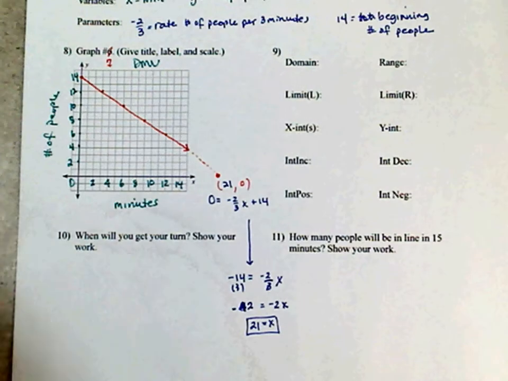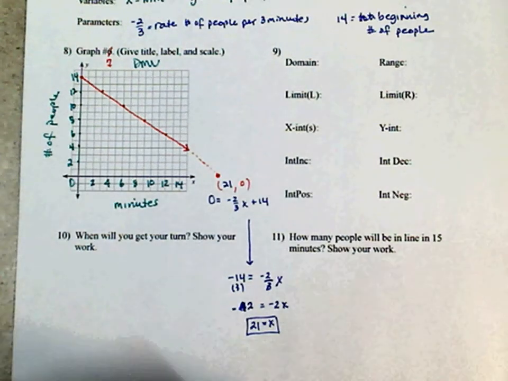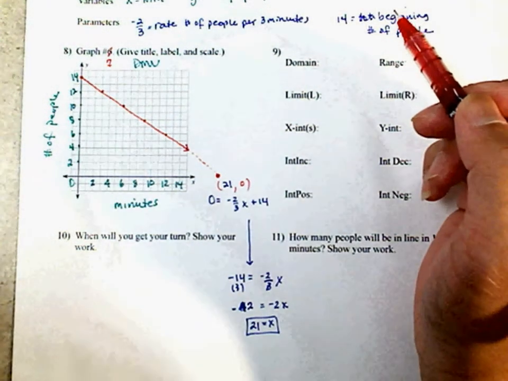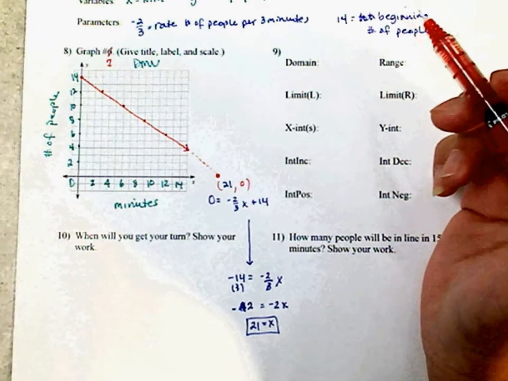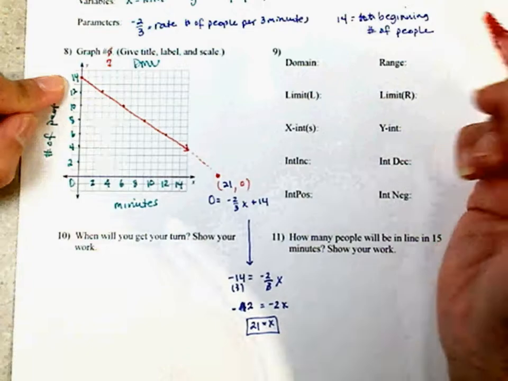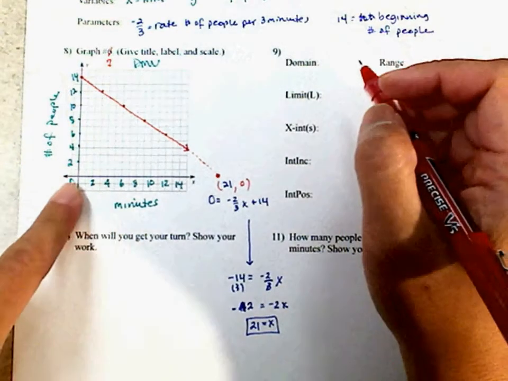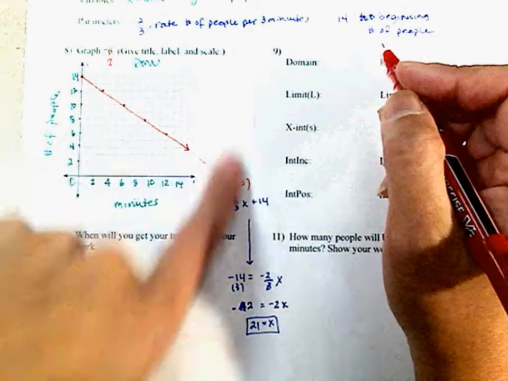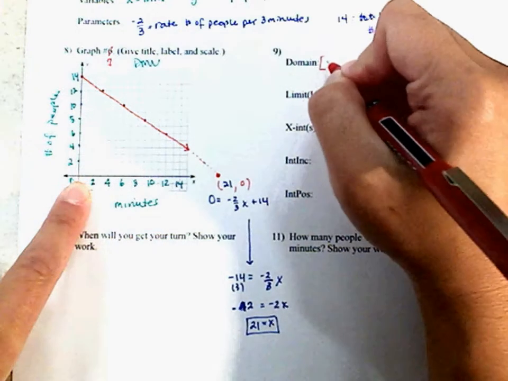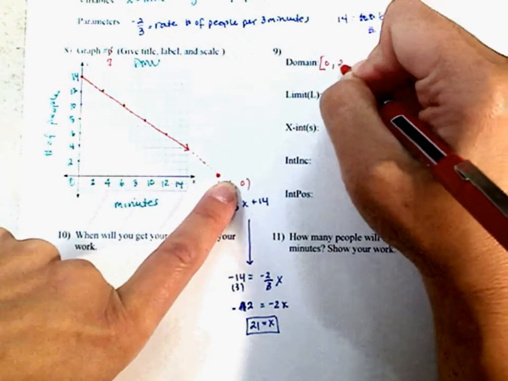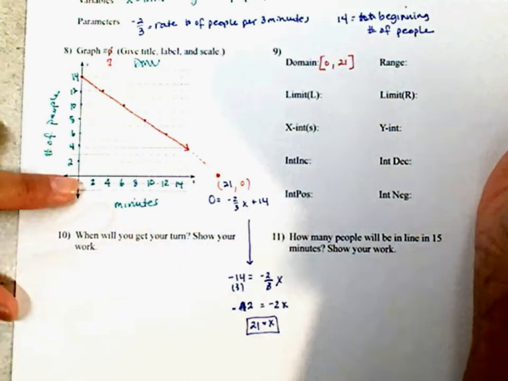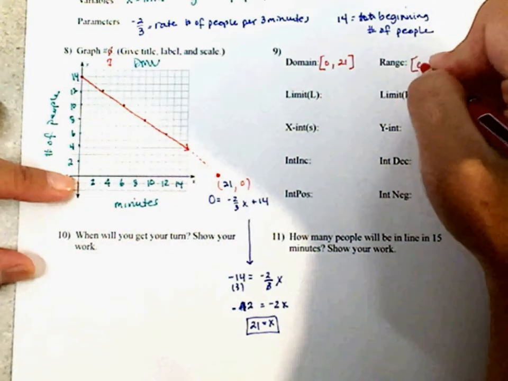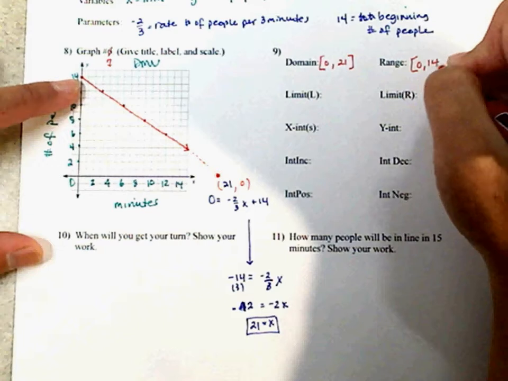Knowing that, you can answer a lot of these questions now. Keep in mind, there are 14 people. We don't have any more coming in because you're the last one. Maybe they shut the door toward the end of class, toward the end of the business hours. Your domain, left to right, goes from 0 to 21. It does not go any further. Your range starts at 0 and goes all the way to 14 people, and no more.